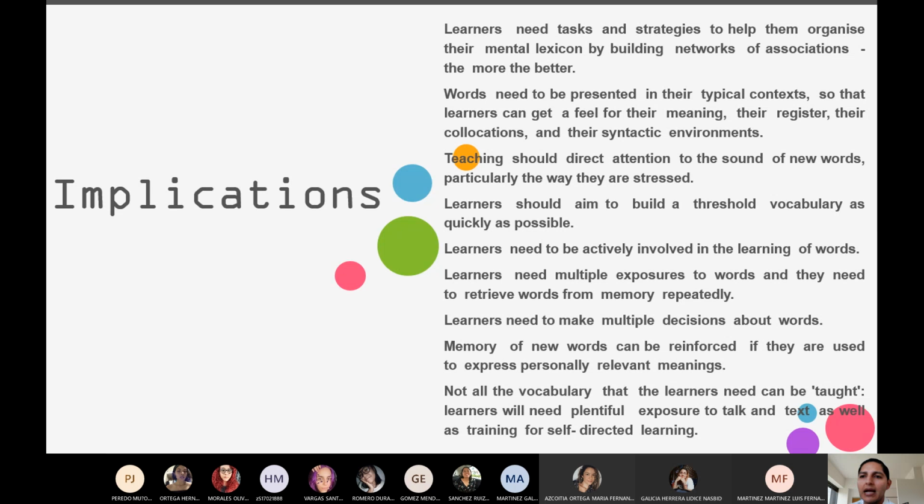Okay, there are different kinds of activities for this to be noticed. Noticing plays a paramount role here. Learners should aim to build a threshold vocabulary as quickly as possible to start organizing words. Learners need to be actively involved in the learning of words. That's something we also explore. Learners need multiple exposures to words, comprehensible input, and they need to retrieve words from memory repeatedly, recycling words.